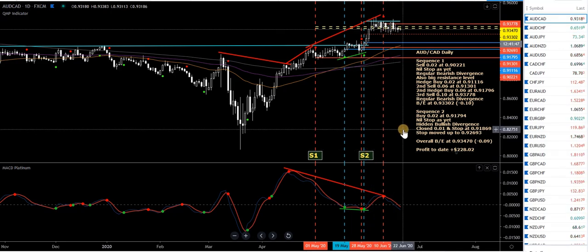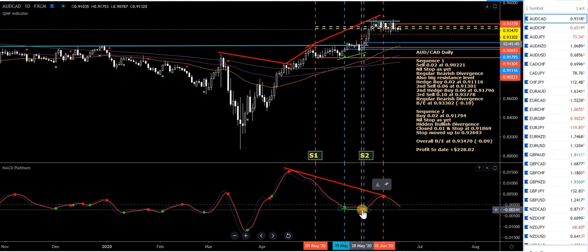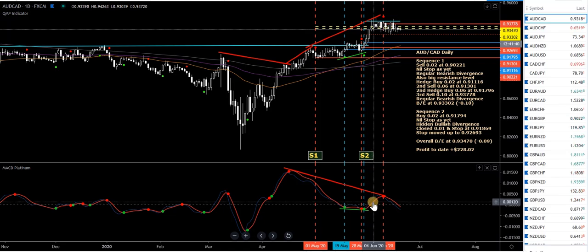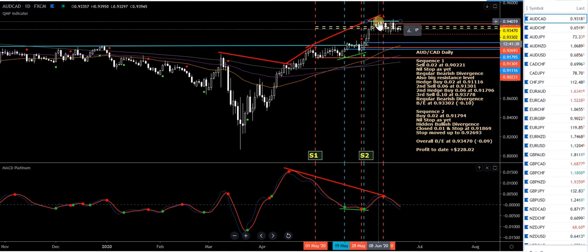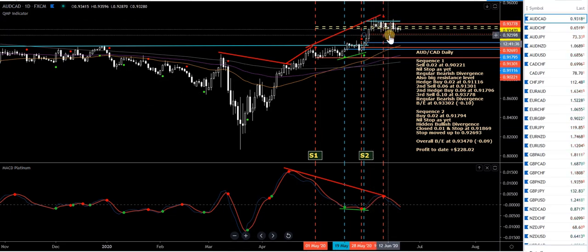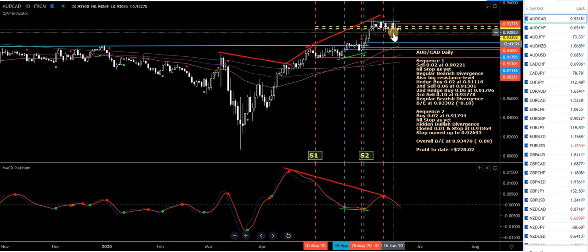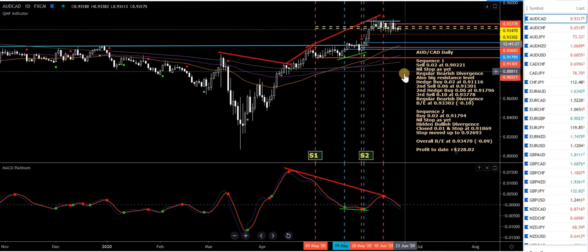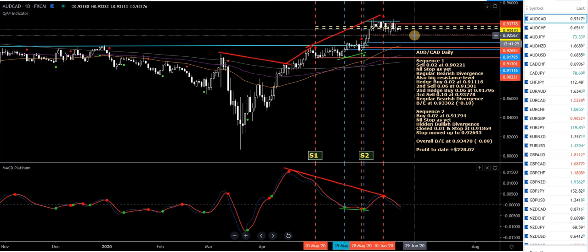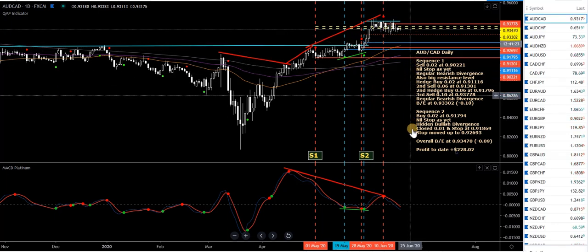I've already closed half. See, I would have taken this buy down when the MACD Platinum is below the 0 level. As soon as it's gone through the 0 level and up in here somewhere, I've closed half, put a stop in place. So I can't lose on sequence 2. So that's a stop in there for sequence 2. At the moment, I could probably close all these trades and probably be overall break even, give or take.